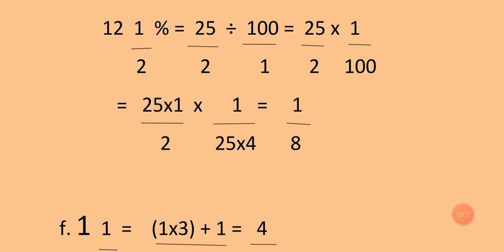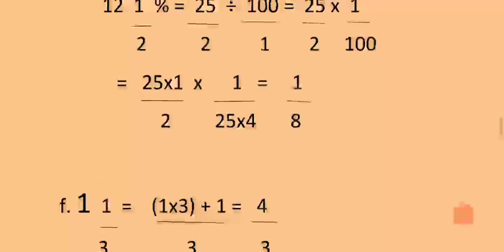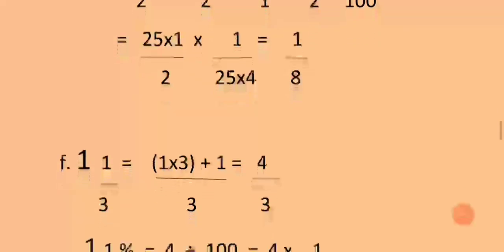So I'm dividing that 25 by 25, giving me 1. Dividing 100 by 25, giving me 4. So that I am left with 1 over 8. At the numerator, I'm left with 1 times 1. At the denominator, I'm left with 2 times 4, which is equal to 1 over 8.